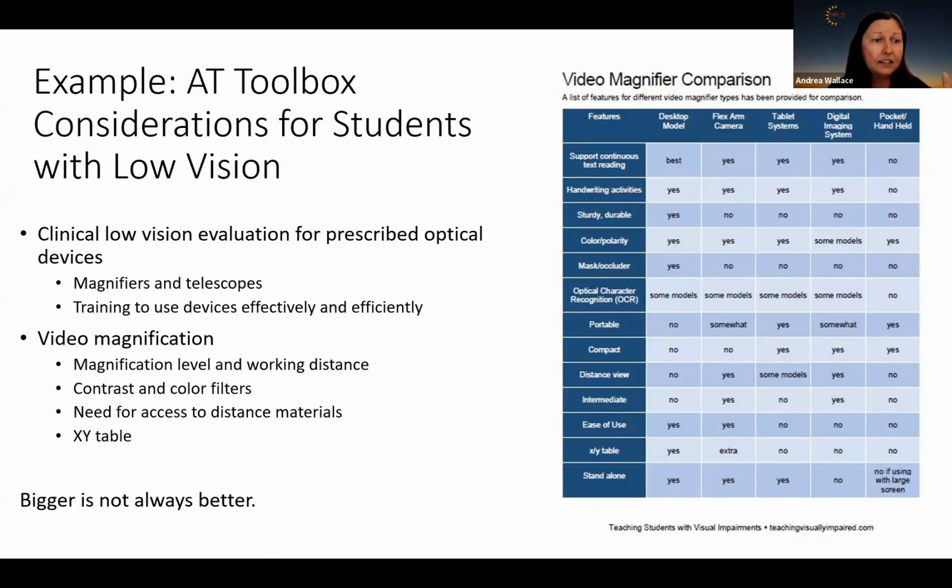some activities and some highlights, like, is it sturdy? Does it have color polarity options? Is it portable? Is it compact? Does it do distance? And it talks about the type of models, like desktop model video magnifiers, flex arm cameras, tablet systems, and pocket or handheld video magnifiers.